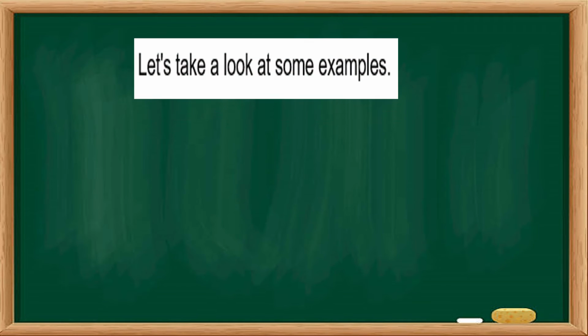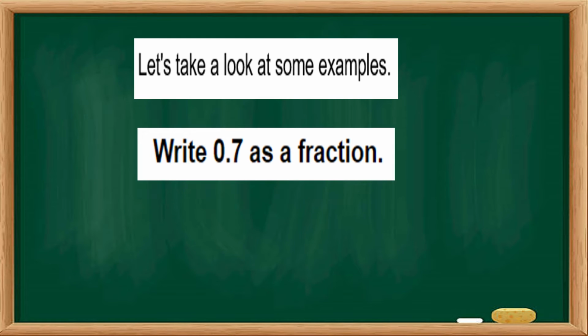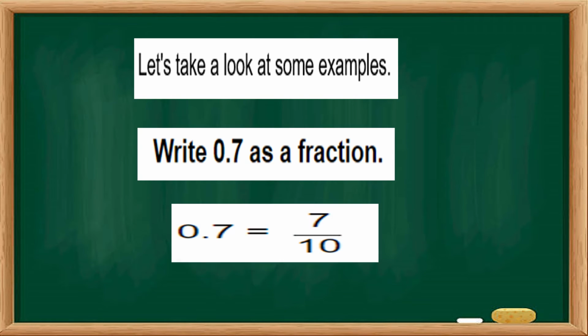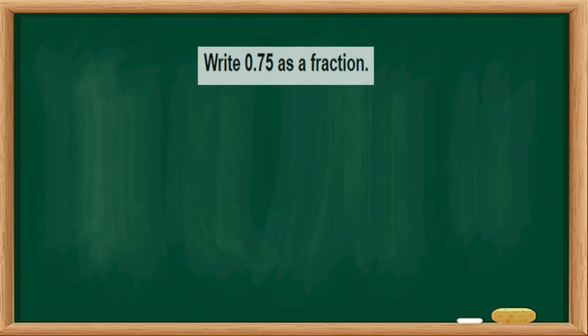Let's take a look at some examples. Write 0.7 or 7 tenths as a fraction. So 7 is in the tenths place, so 10 is the denominator and we copy 7 as the numerator, so we get 7/10.